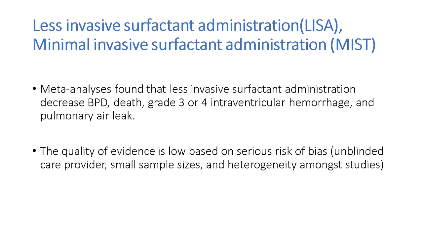We also covered LISA or MIST, which is less invasive surfactant administration. What does it mean? This is widely used in Europe now, and the number is increasing in the United States under big trials. In the United States, they call it minimally invasive surfactant administration. They use an angiocatheter; in some centers, they use the UVC. In the UK, not Germany or Europe, they use the LISA catheter, which is a feeding tube, but the manufacturer calls it a LISA catheter, which is just for surfactant administration.